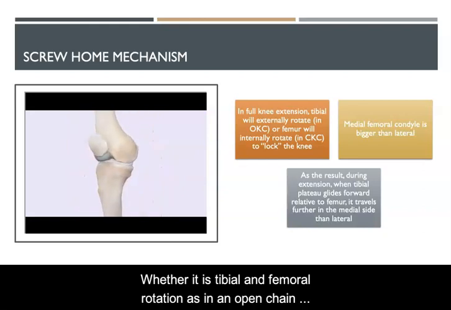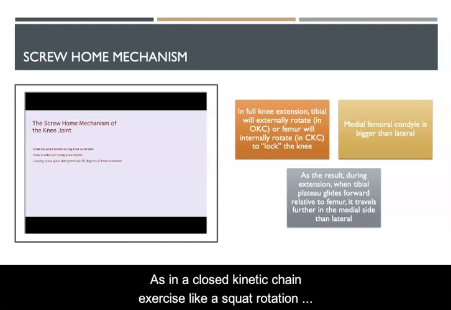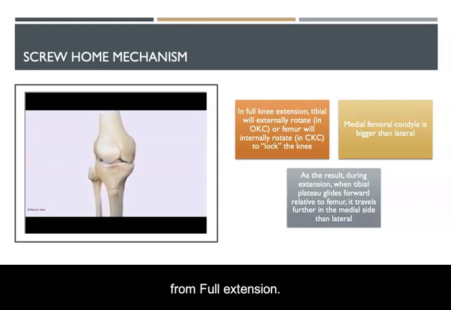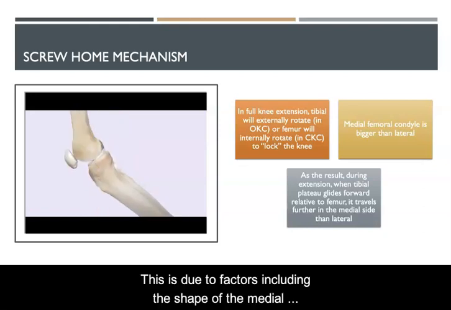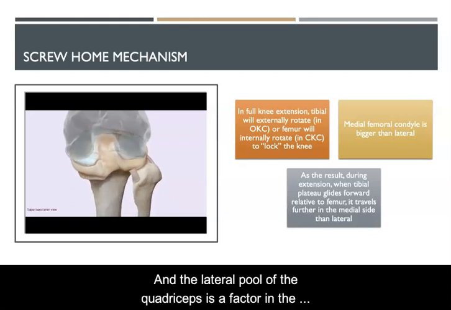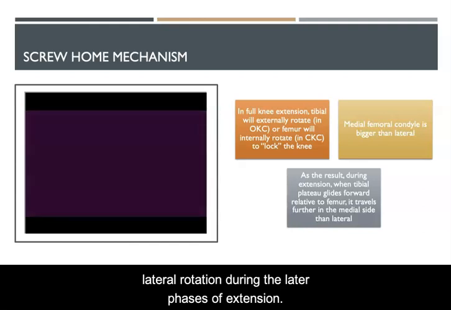Whether it is tibial on femoral rotation, as in an open chain exercise like the leg extension machine, or femoral on tibial rotation, as in a closed kinetic chain exercise like a squat, rotation must occur to achieve full extension and then flexion from full extension. This is due to factors including the shape of the medial femoral condyle, and the lateral pull of the quadriceps is a factor in the lateral rotation during the later phases of extension.